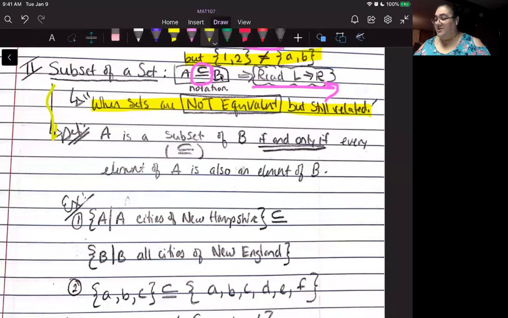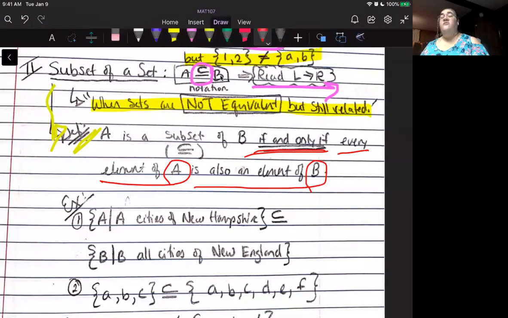Here it is. Here's the official definition. A is a subset of B, and here's the important part, if and only if every element, I'm going to go ahead and underline that, every element of A is also an element of B, even if B continues on to have other elements in it. Okay, so let's look at an example.